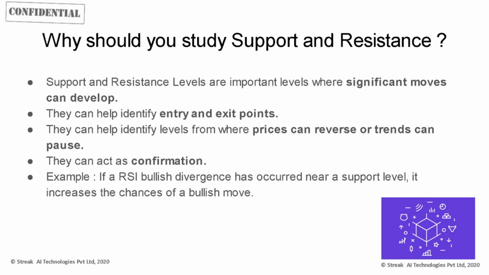I'd like to use an example to explain this to you. If an RSI bullish divergence was formed near a support level, I would say that it has a higher probability of driving the price upwards when compared to an RSI bullish divergence alone. This is because the support level acts as a confluence factor. It adds strength to an indication given by the bullish divergence. Similarly, if there was a MACD crossover near a support level, it would add strength to that indication.